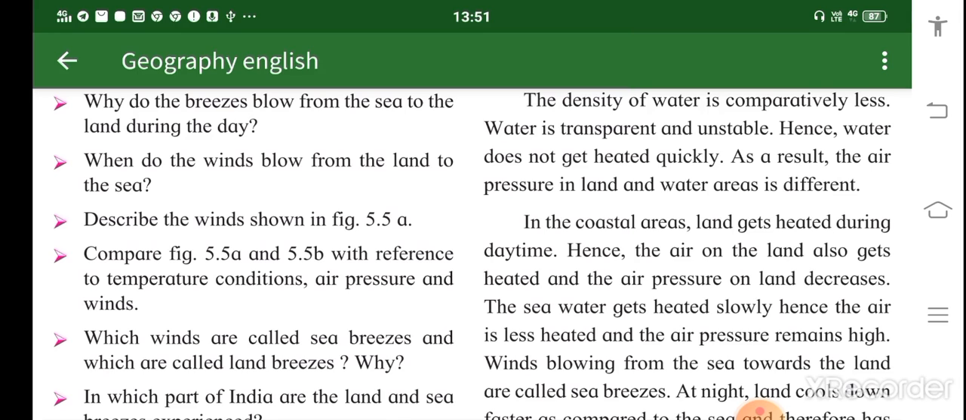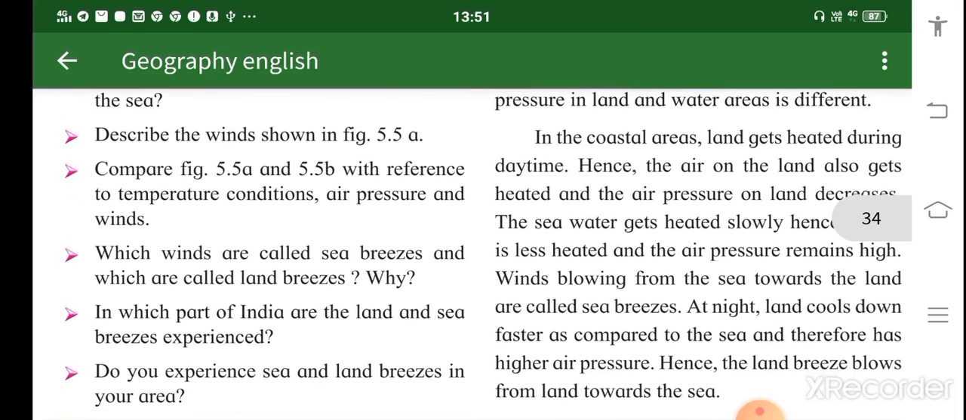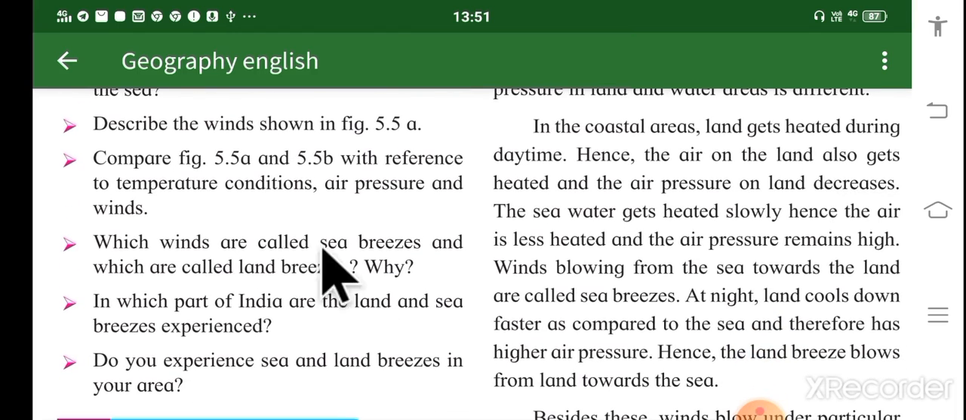Next, in which part of India are the land and sea breezes experienced? Answer is the coastal areas. Last, do you experience sea and land breezes in your area? This answer you have to write on your own.